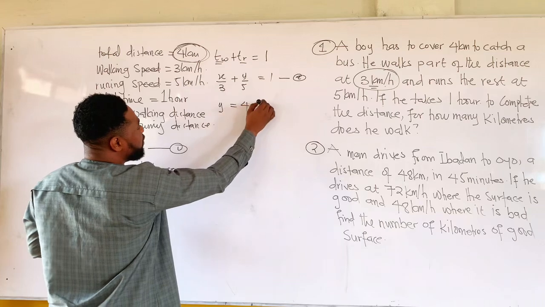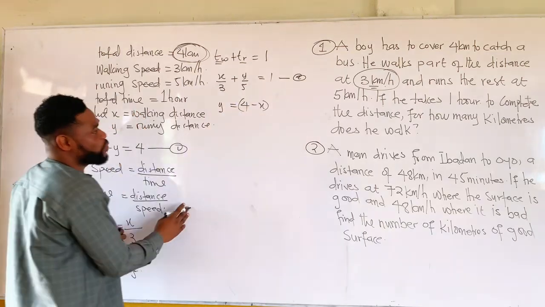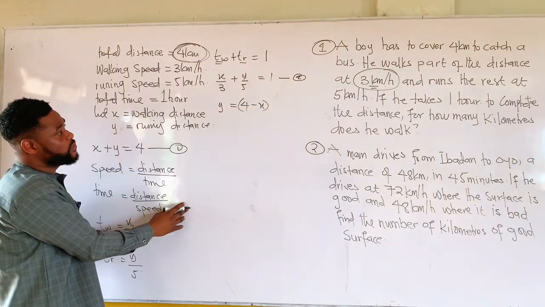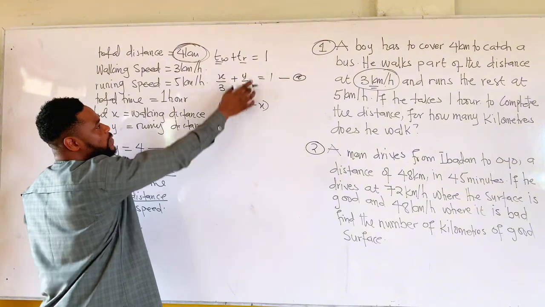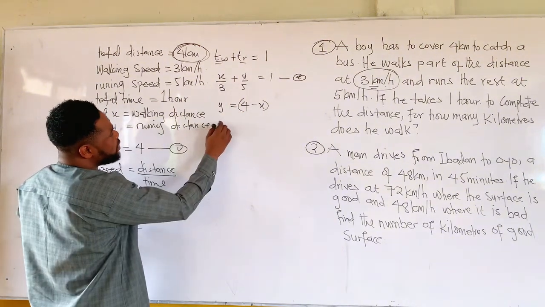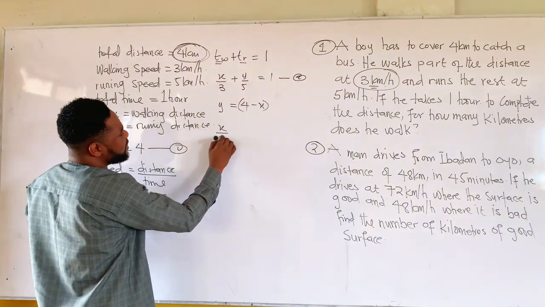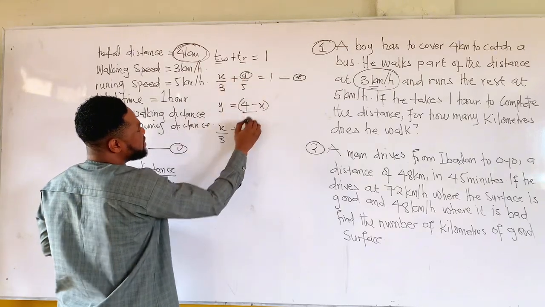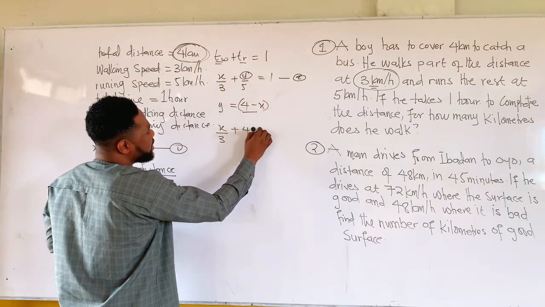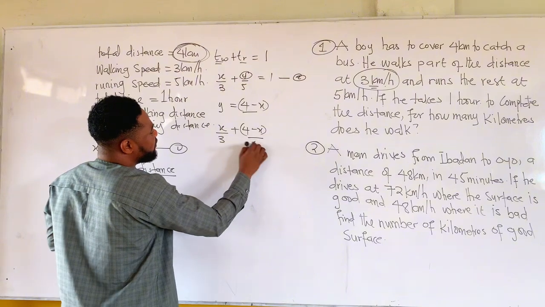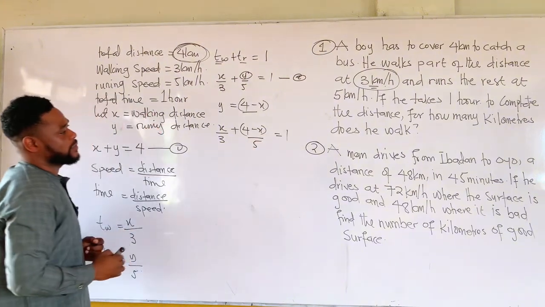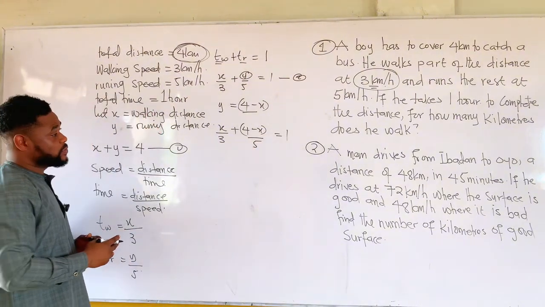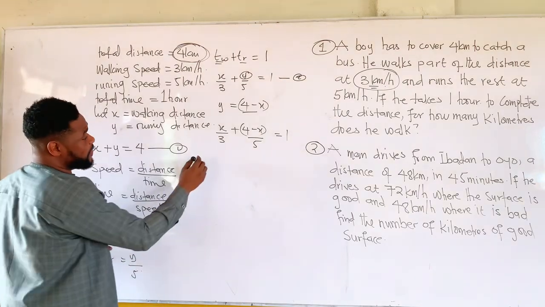And we are going to have 4 minus x, as we can see here. So what do we do next? We fix this into equation 2. So we are going to arrive at x over 3, plus, now anywhere we see y, we put this there. So 4 minus x all over 5 equal to 1. Mathematically, what can we do? We find LCM, which will be 15.